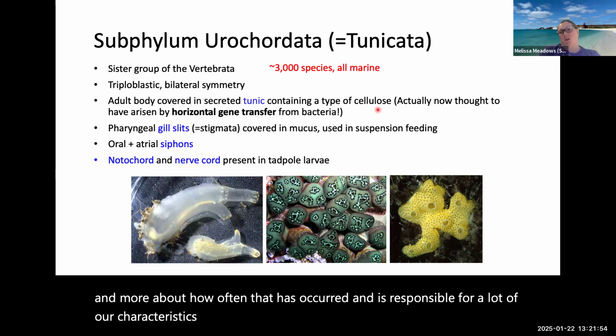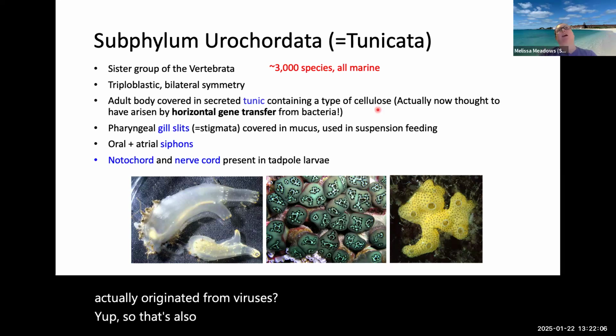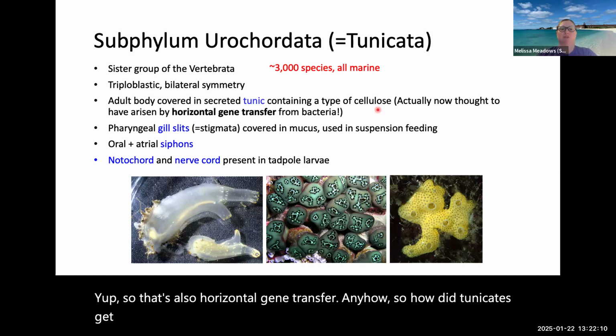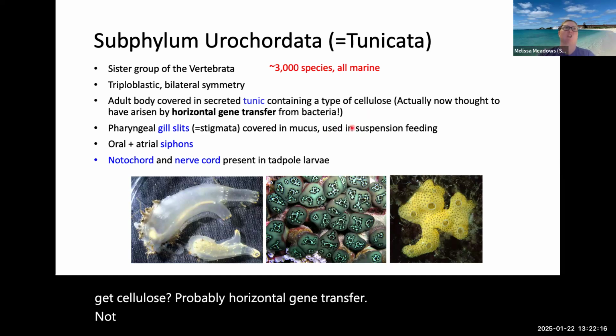Anyway, did you guys know like 8% of your genome actually originated from viruses? Yep. So that's also horizontal gene transfer. Anyhow, so how did tunicates get cellulose? Probably horizontal gene transfer, not from their ancient relatives.